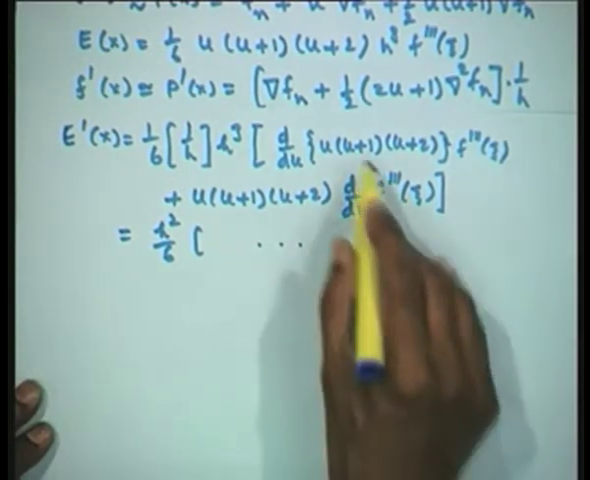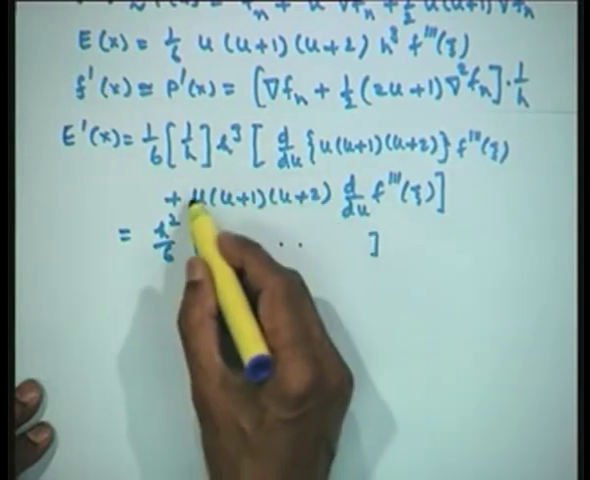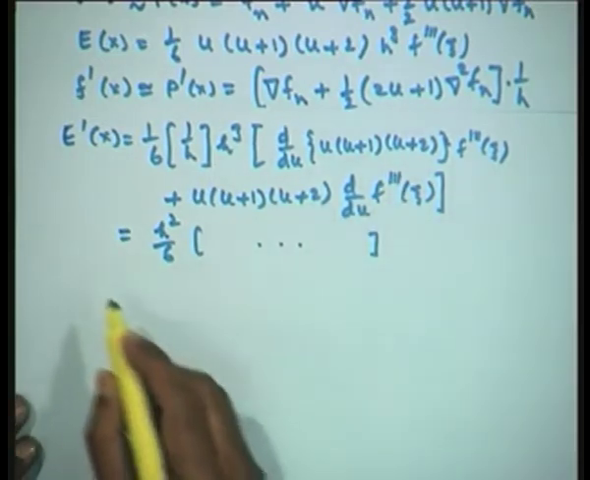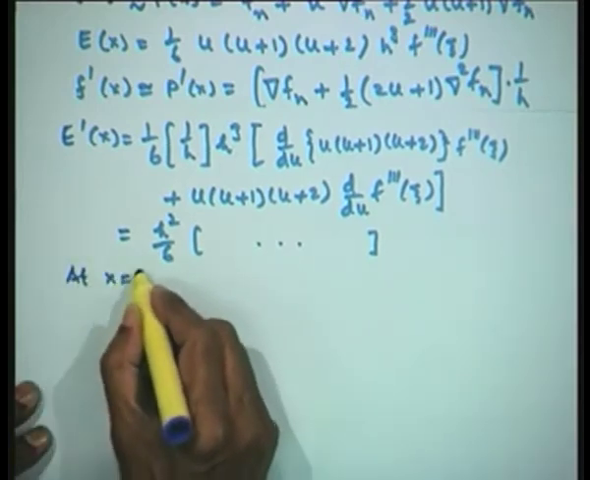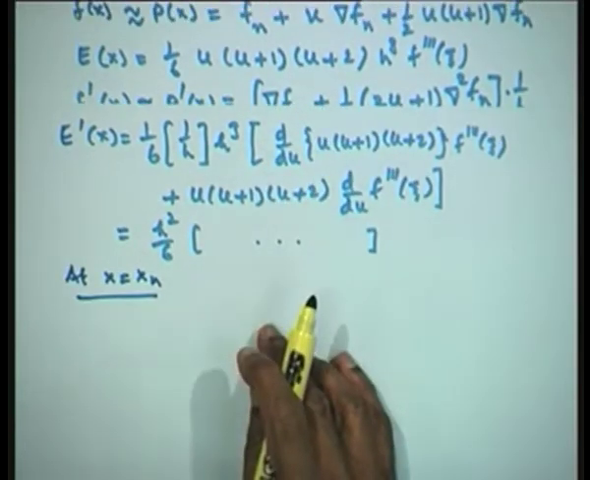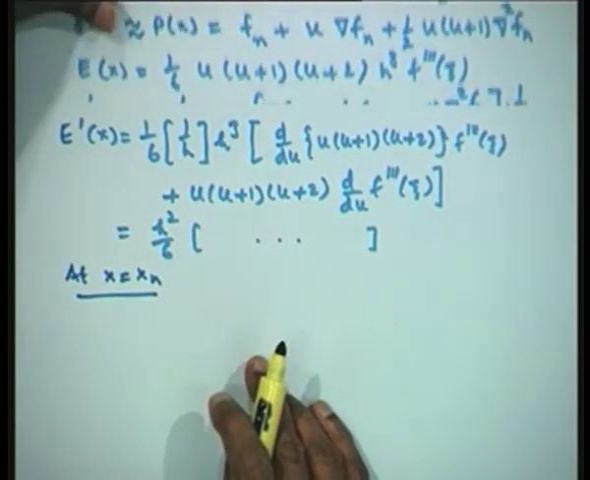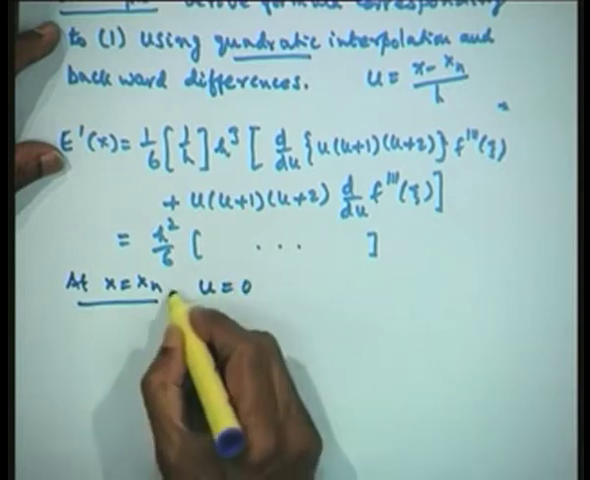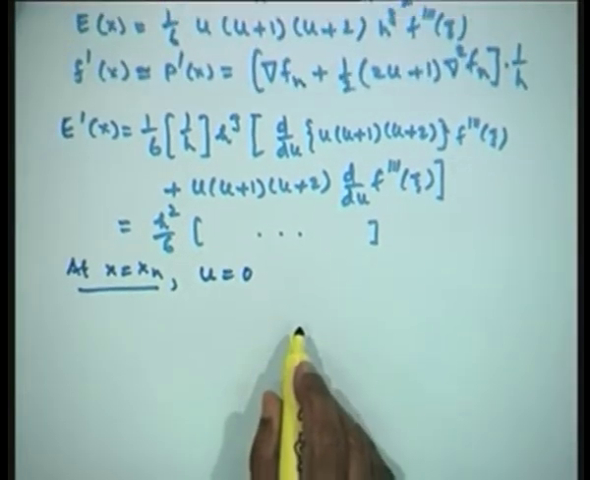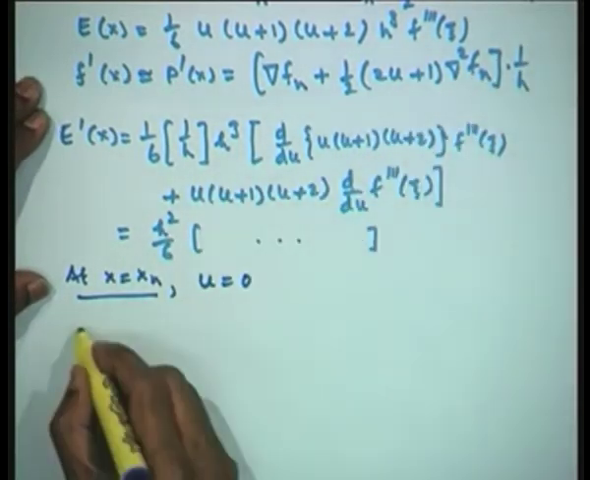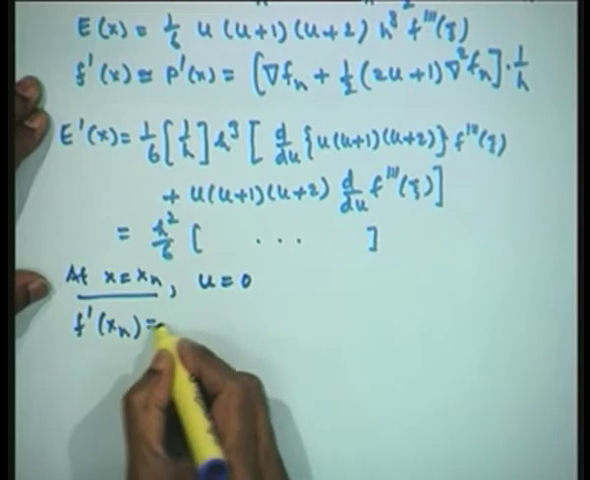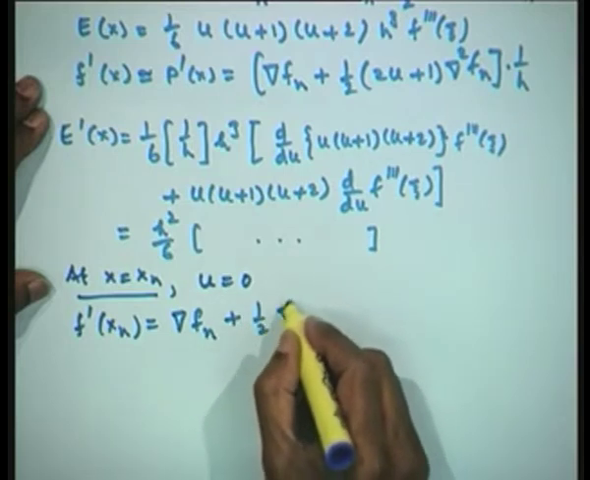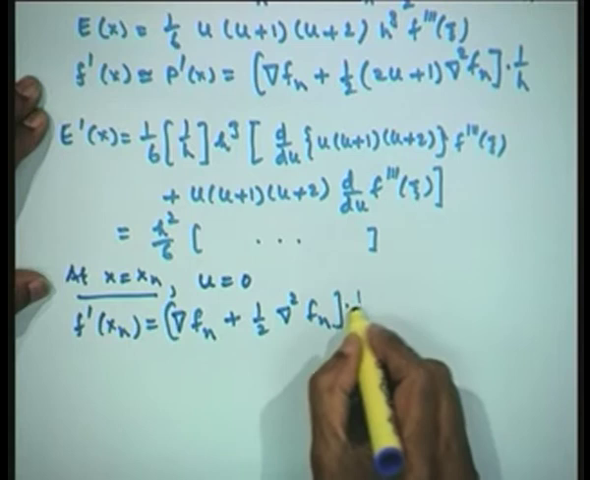Now, at the nodal points again this formula simplifies, because we know at the nodal points this is going to be 0. So, let us derive at x is equal to x n. That is what we have been asked in the problem, derive the formula corresponding to formula 1 of this one. Now, at x is equal to x n, if I substitute it here I get u is equal to 0. Therefore, let us substitute u is equal to 0 in this. f dash at x n is backward difference delta f n plus, with u equal to 0, delta squared f n, into 1 upon h.